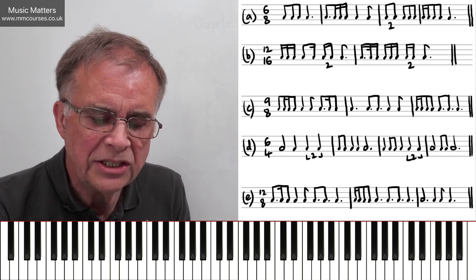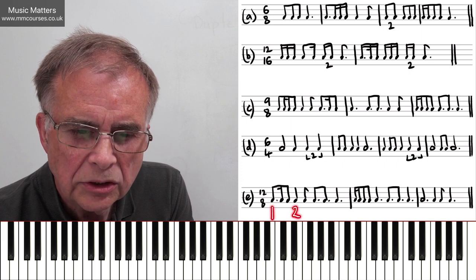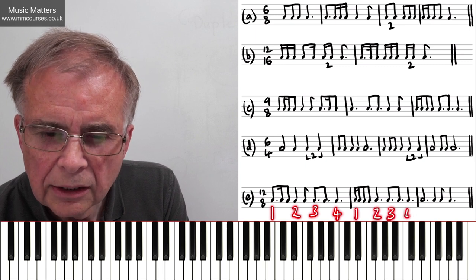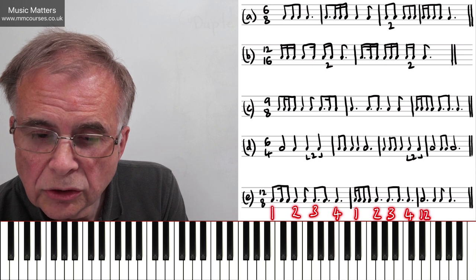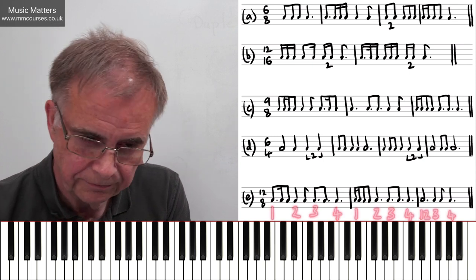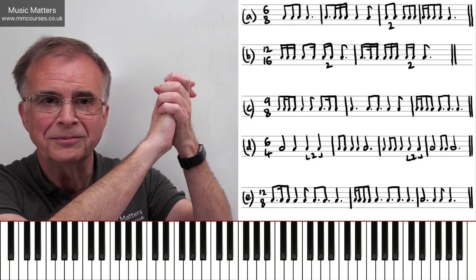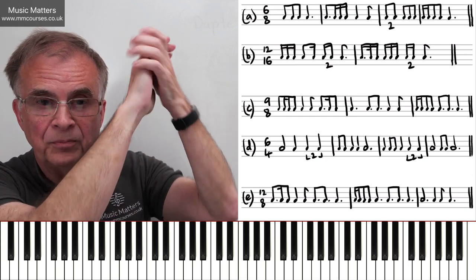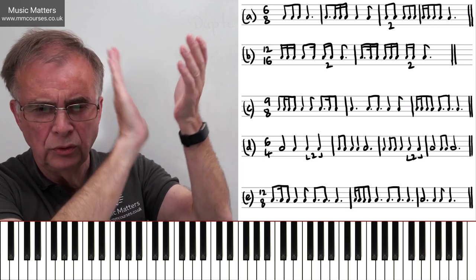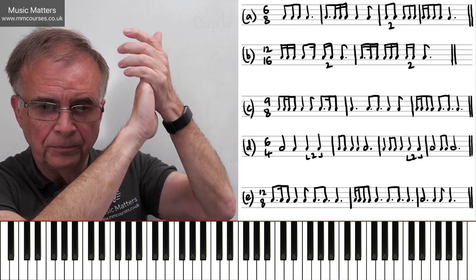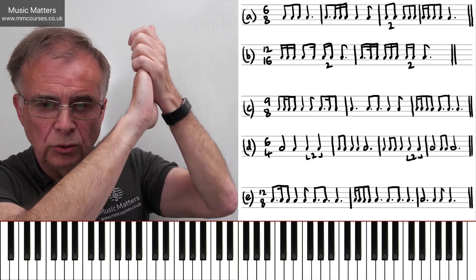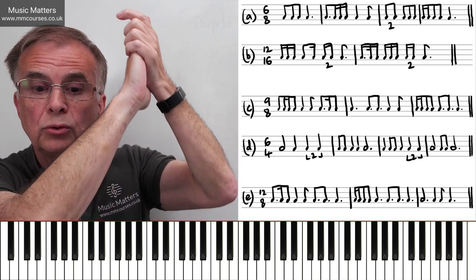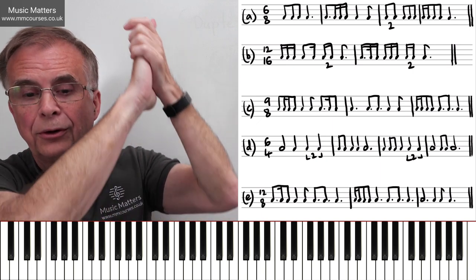Brilliant. Let's go straight into counting the four beats of the bar. 1, 2, 3, 4. 1, 2, 3, 4. Okay, I'll count four for nothing. 1, 2, 3, 4.